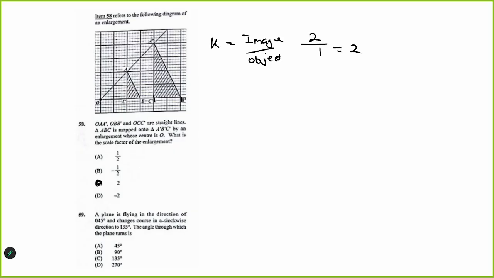A plane is flying in a direction of 45 degrees and changes its course in a clockwise direction to 135. So it's going 45 and then it goes to 135. At what angle did the plane turn? That's 135 minus 45, which I believe is 90 degrees, so the answer would be B.